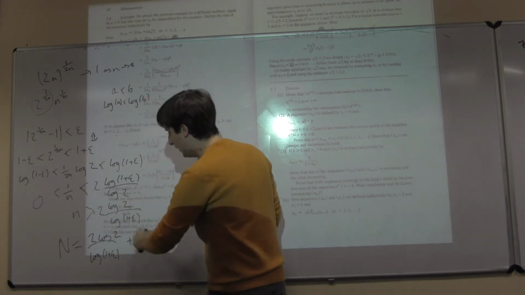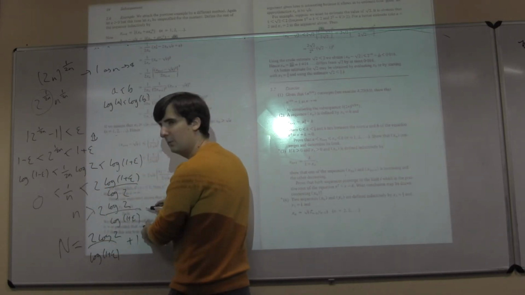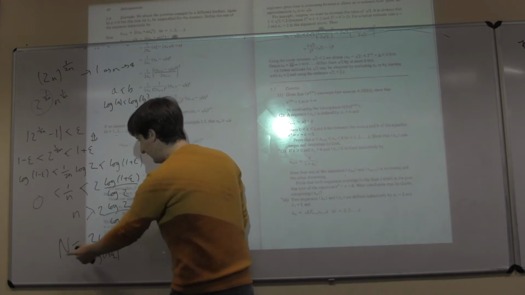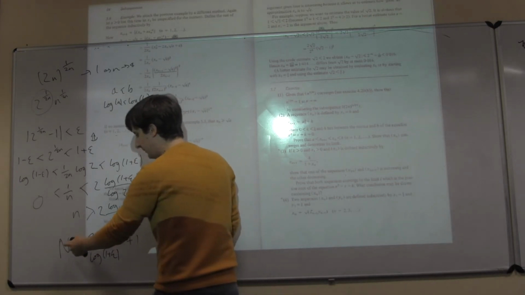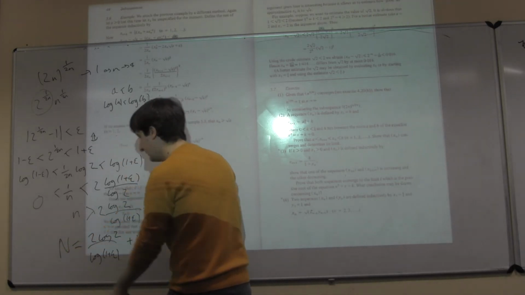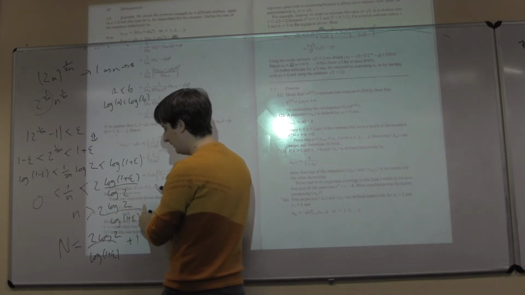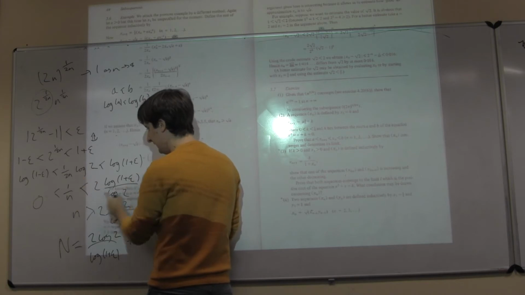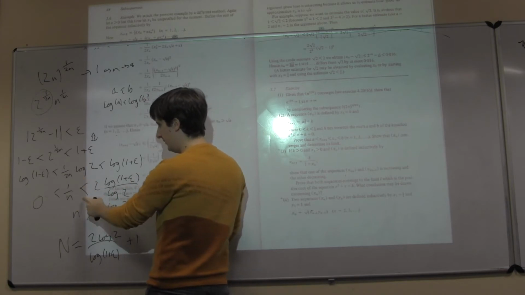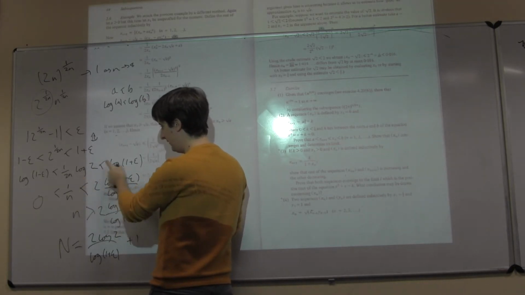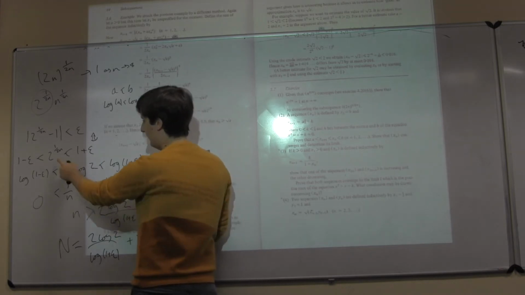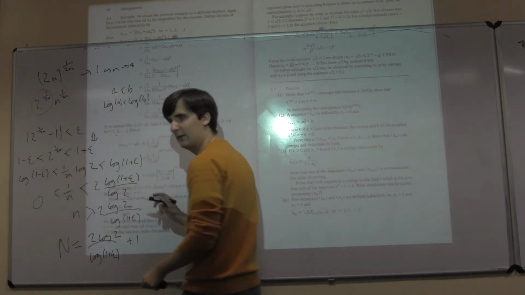If you like, you can work backwards. You can get to this point and then work backwards. You say, let's take capital N as this, and let's suppose that little n is bigger than this, then little n is certainly bigger than this. So 1 over little n is less than this, so 1 over 2n log 2 is less than this, so this is less than that. So yeah, you can go backwards.